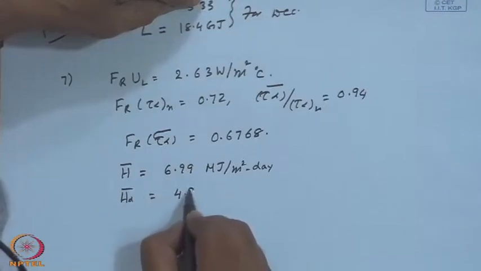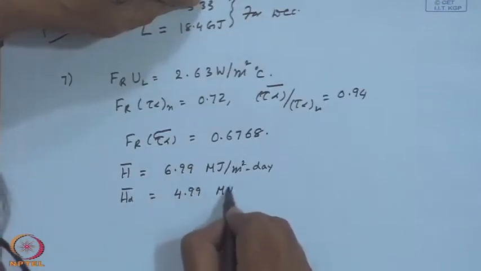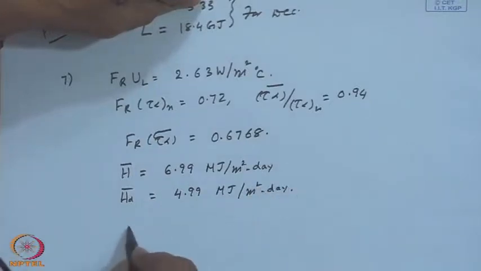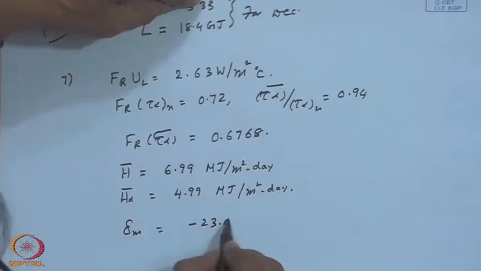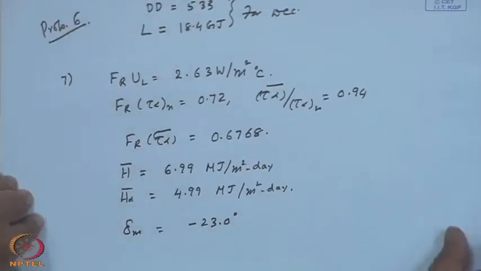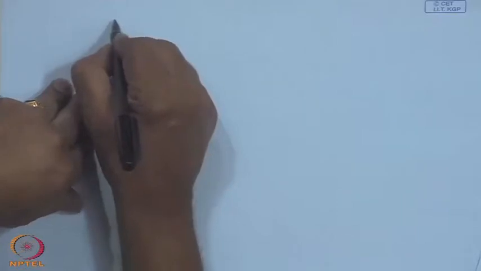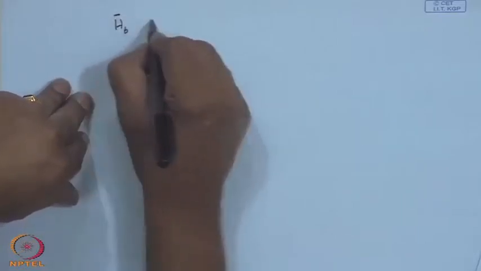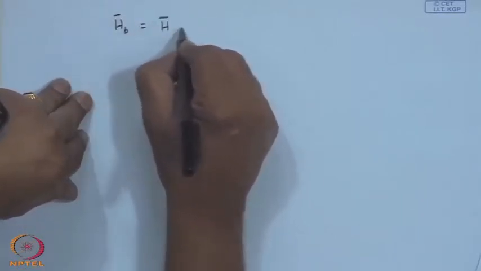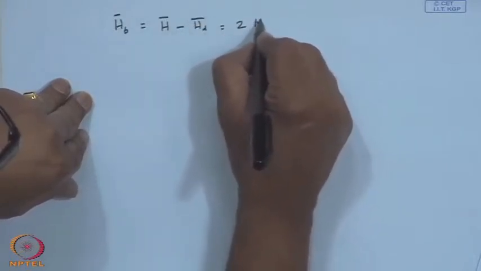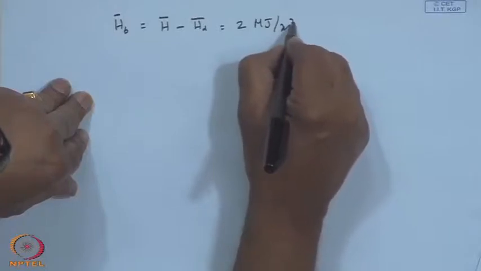is 4.99. So, you can understand it is a cloudy day, and the mean declination for the month of December is minus 23.0 degrees. So, with this you have got the direct radiation H b bar as H bar minus H d bar equal to 2 megajoules per meter square day.